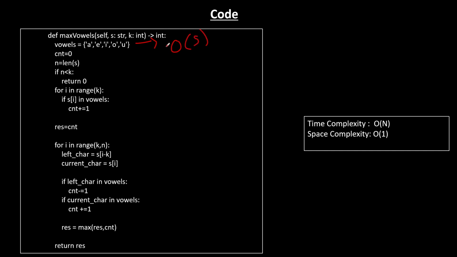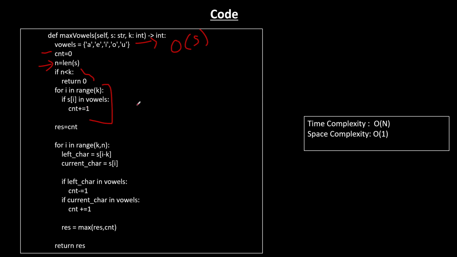The space is O of 5. We take a count variable to hold the current count, and n is the length for the iteration. Here we have taken the base case as I explained: if k is greater than n, we return 0 because it is not possible to count. Then this is our first iteration for the edge.